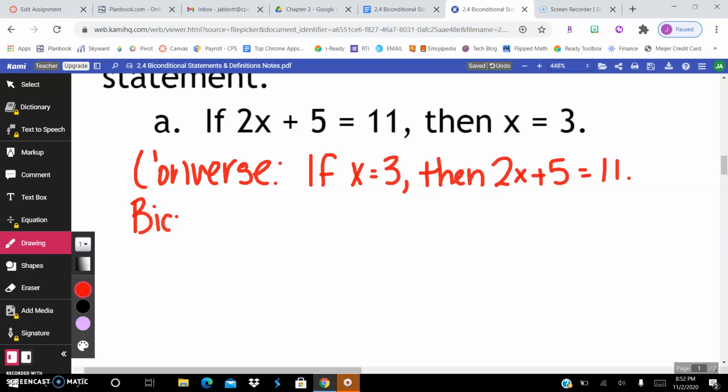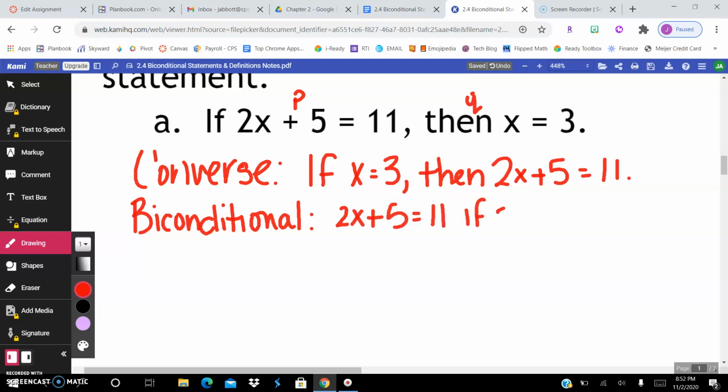Then we have to do the biconditional statement. That could be taking the P value and writing if and only if after that and before the Q. So we are going to say 2x plus 5 equals 11 if and only if x equals 3.